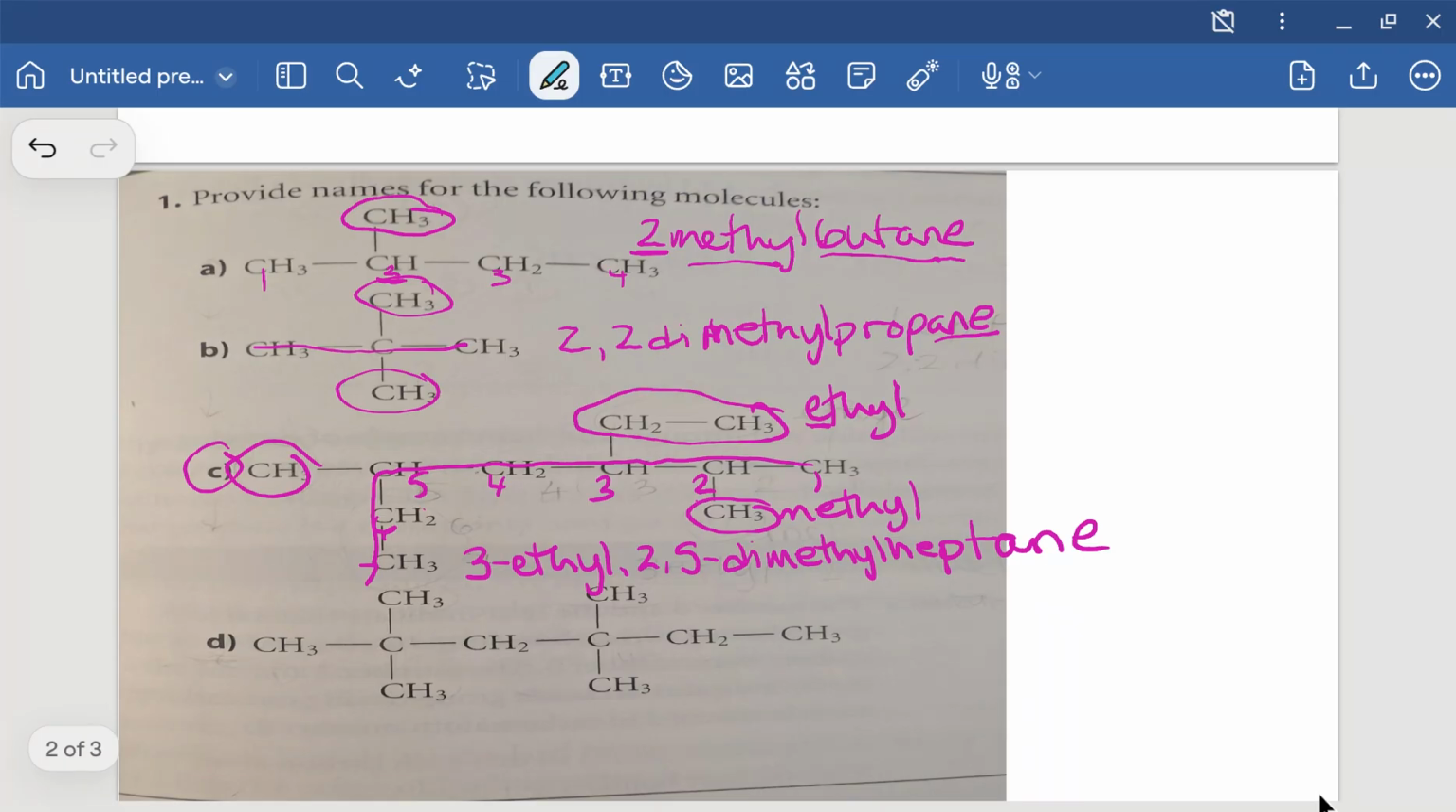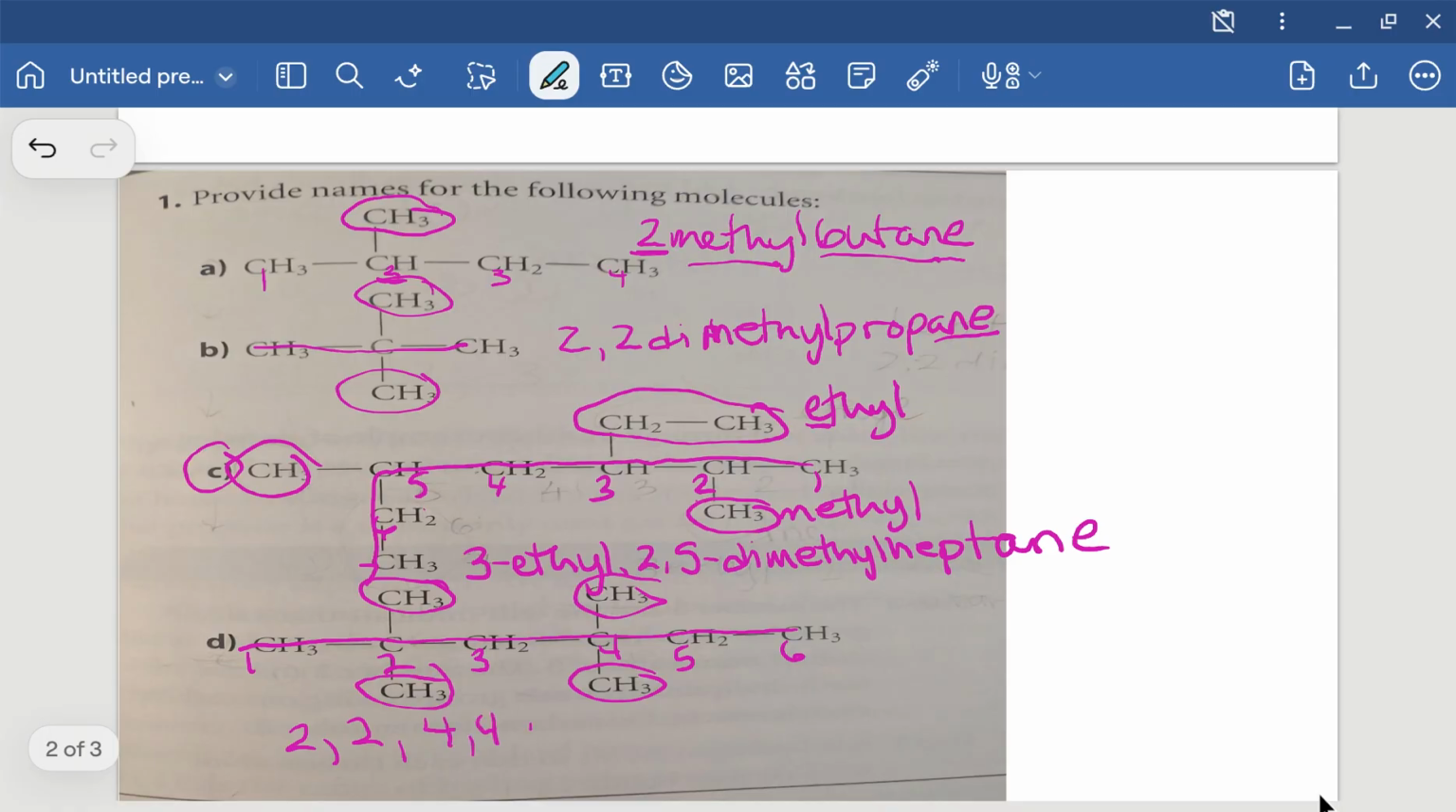And for the last one, number 1D, again, your longest chain, we're going to identify that, and then we're going to start numbering from left to right, so our smallest number is on number 2. So this would be, what would this be? This one, this one, this one. We have 4 methyl groups. So this is like an example I did in the notes. So 2, 2, 4, 4.